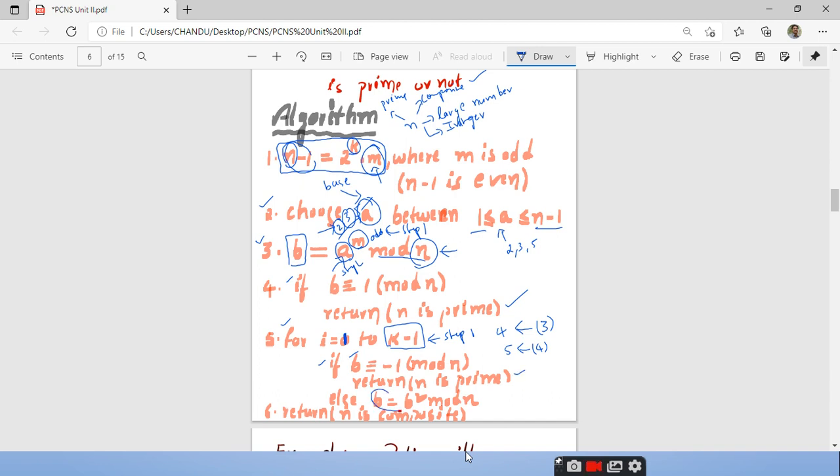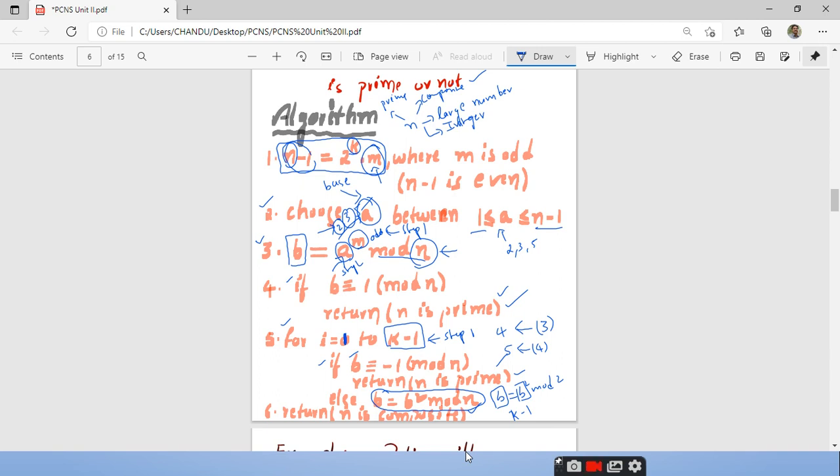Else you have to again calculate the b value, which is b is equal to b square mod n. This b is the new b you are calculating, and this b is the old b you have. So you take the square of it and mod n. Similarly, this has to be repeated k minus 1 times. After this you will return n is composite, right? You will check for the primality whether the given number n is prime or not in these two cases. If nothing succeeded, then you simply return that n is composite, right?